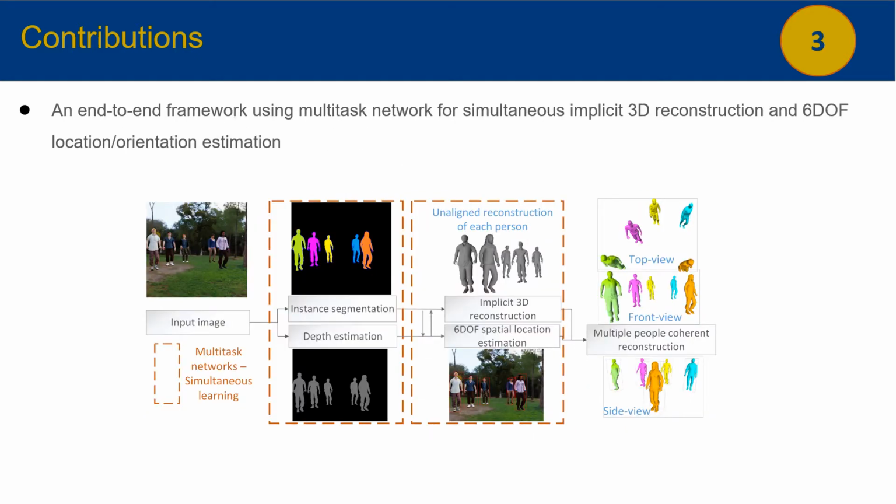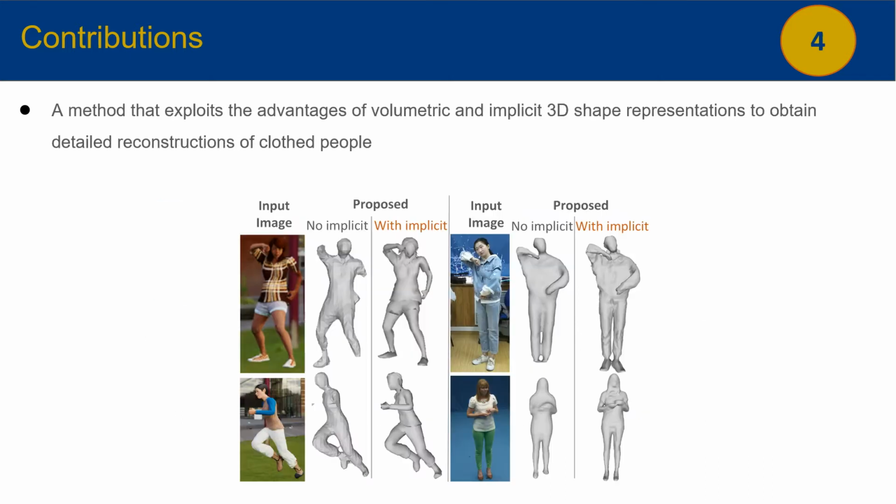An end-to-end framework is introduced using a multitask network for simultaneous implicit 3D reconstruction and 6 degree of freedom location and orientation estimation. And finally, a method that exploits the advantages of volumetric and implicit 3D shape representations to obtain detailed reconstructions of clothed people.